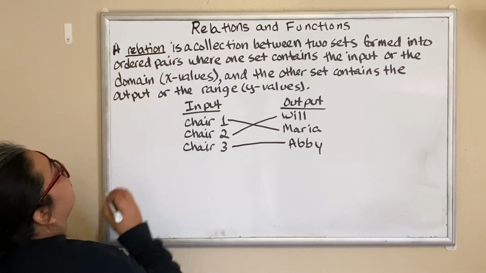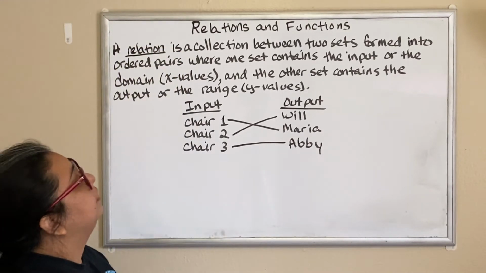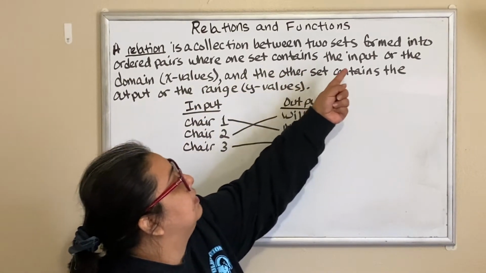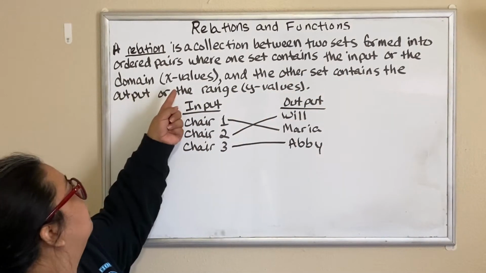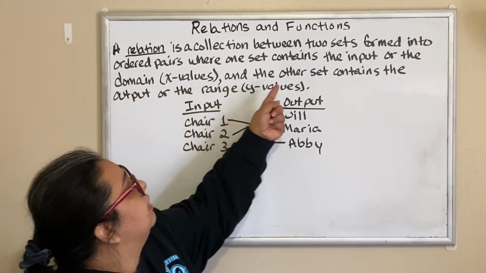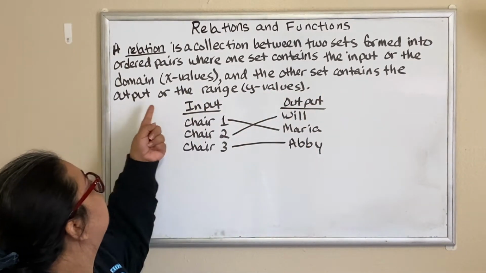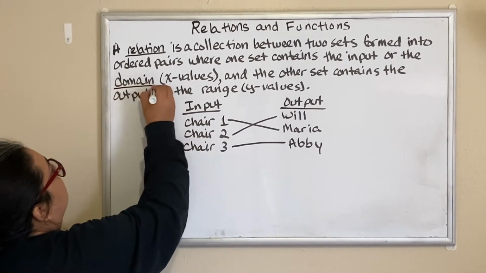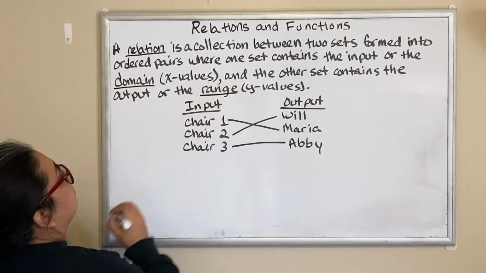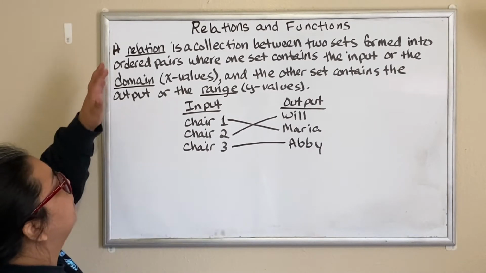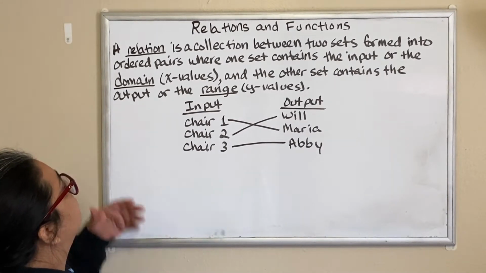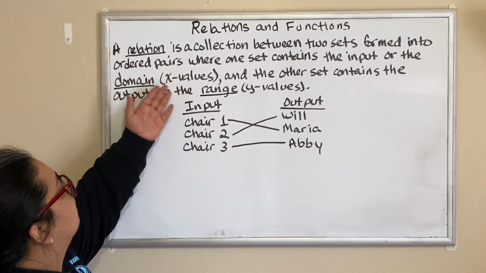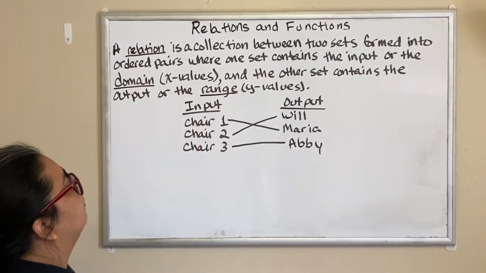A relation is a collection between two sets formed into ordered pairs, where one set contains the input or the domain, which can also be your x values, and the other set contains the output or the range, also known as the y values. Now let's underline domain and range here because these are things we need to know. So a relation is a collection between sets, and the domain is the input, the range is the output. Also known as your x values for domain and your y values for your range.